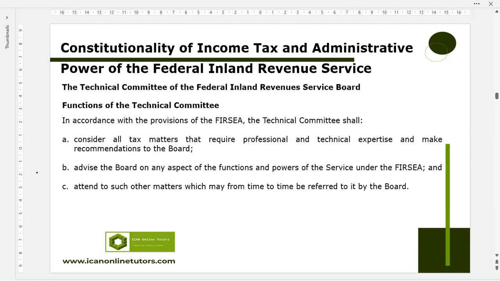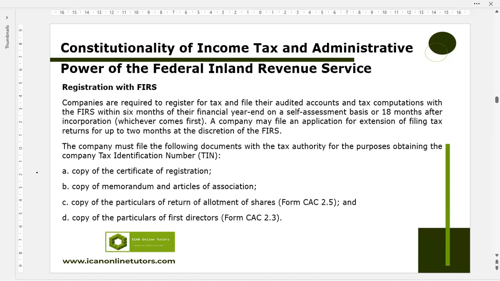So what are their functions? One, they are to consider all tax matters, and this may require professional and technical expertise. Then also advise the board on any aspect of the functions and powers of the service, and attend to such other matters which may from time to time be referred to it by the board.